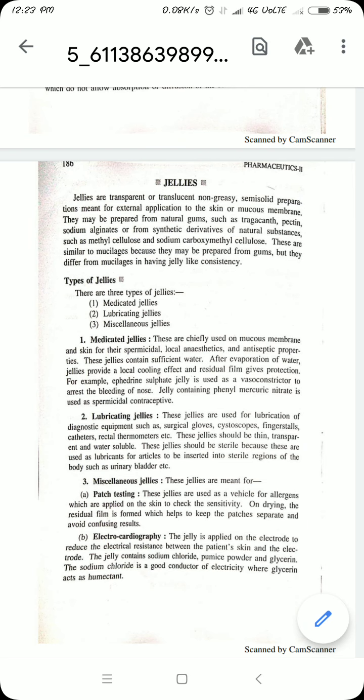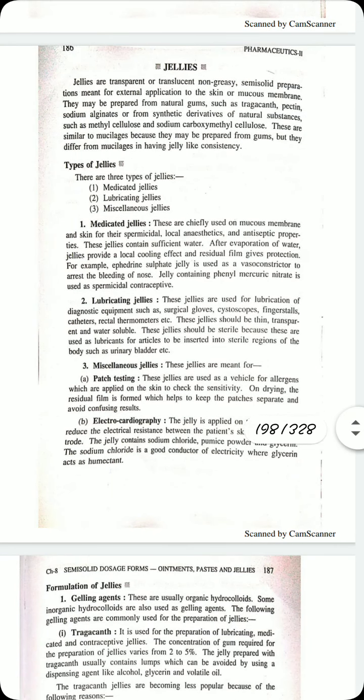So, there are three types of jellies: medicated jelly, lubricating jelly, and miscellaneous. Medicated jellies contain spermicidal jellies, local anesthetic and antiseptic property. Lubricating jellies are used for lubrication of diagnostic equipment such as surgical glove, cystoscope, finger stalls, catheter, rectal thermometer, etc. And the last one is miscellaneous. These are meant for patch testing and electrocardiography.